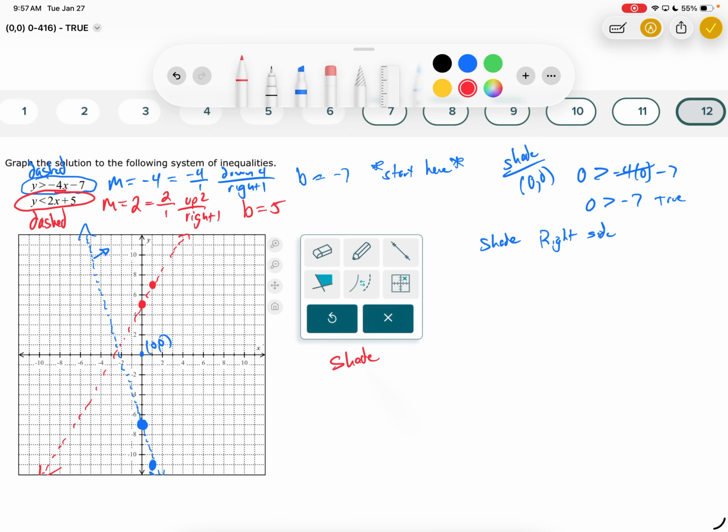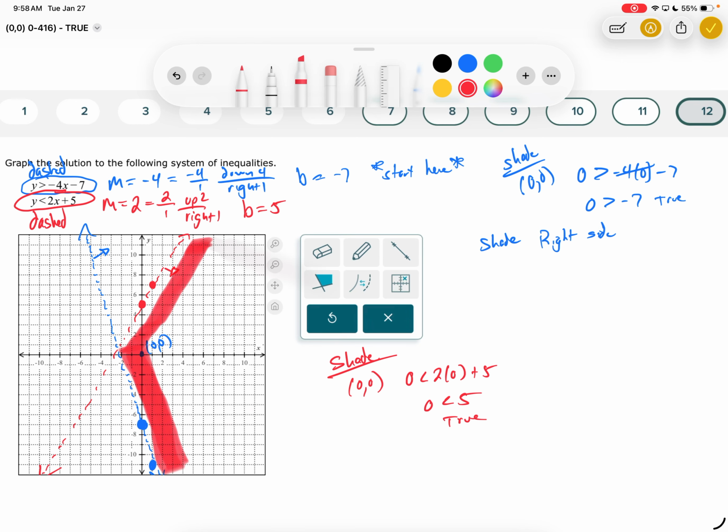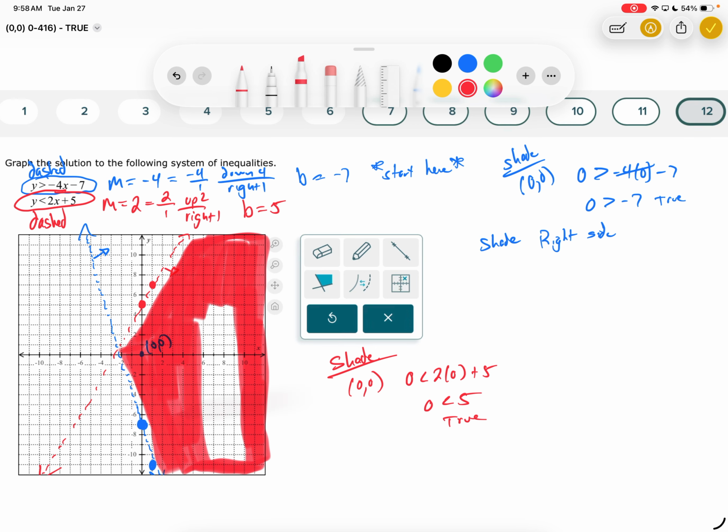And to shade my red one, again, let's plug in 0, 0. As long as the line doesn't go through 0, 0, you can plug in 0, 0. So 0 is less than 2 times 0 plus 5. Is 0 less than 5? Yes. So I'm going to shade the right side of that line. I shade towards 0, 0. So I need to be to the right of the blue line and the right of the red line. That looks like it's over here. That's it. That's the 12 questions, right?